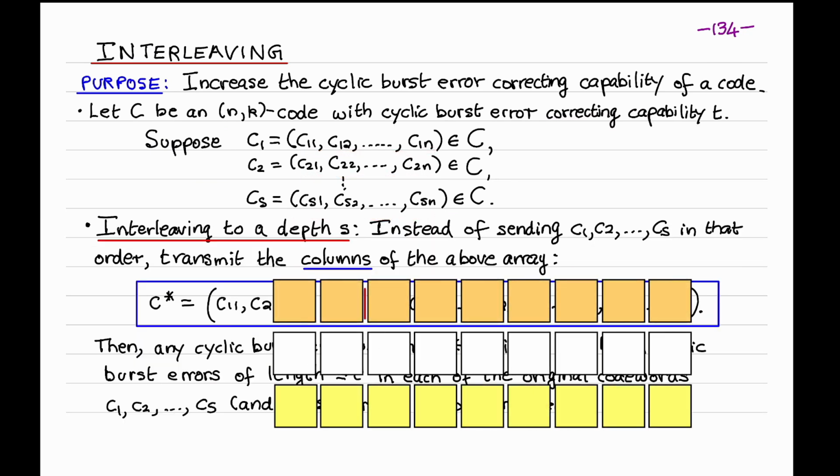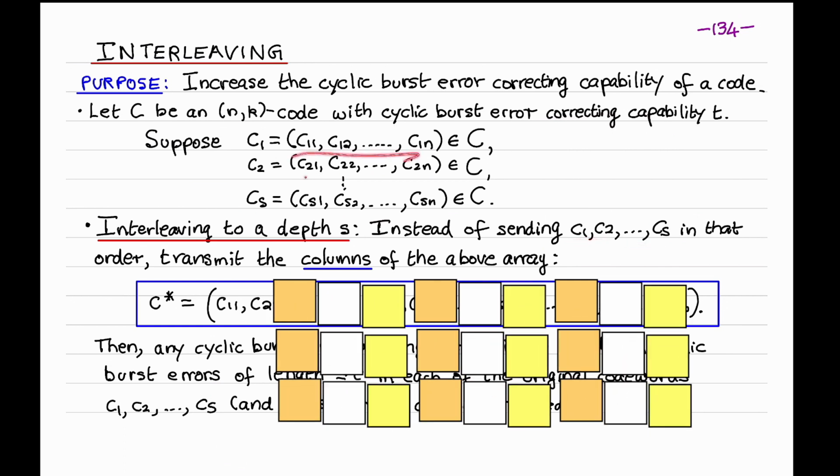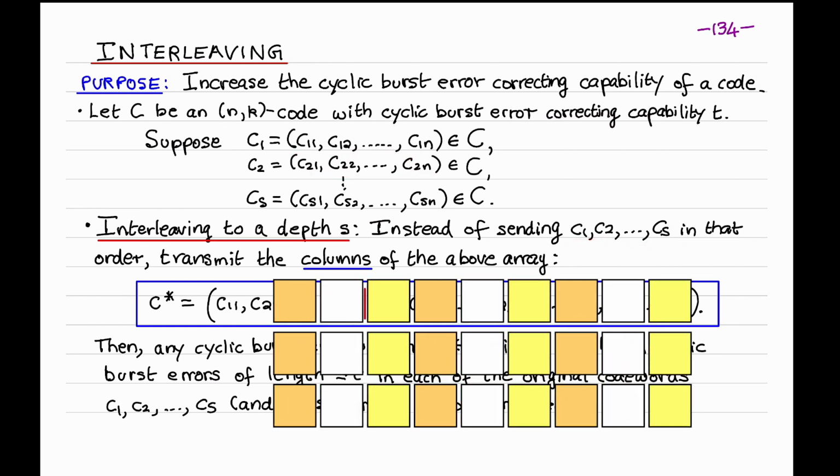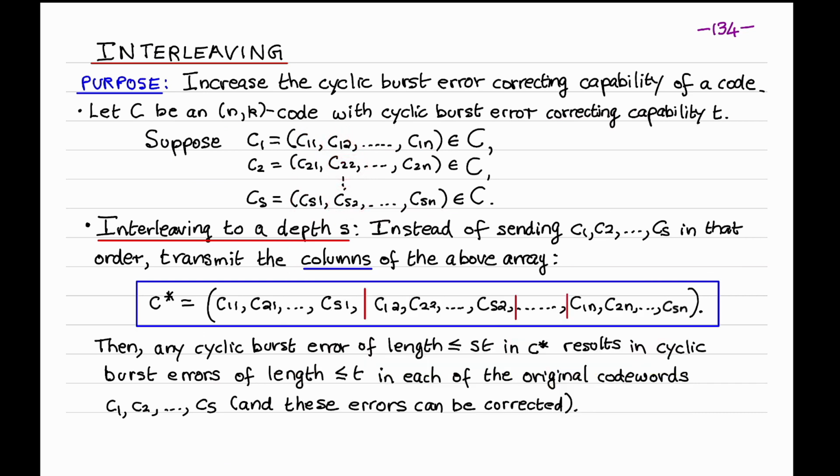Interleaving C to a depth S means the following. Instead of transmitting the code words C1 through CS in that order, we'll transmit the columns of the above array. So we first transmit the symbol C11, then C21, then CS1, then C12, C22, CS2, and so on. So instead of transmitting C1, C2, and CS, we can think of transmitting this fat word C star that's composed of the symbols of C1 through CS.